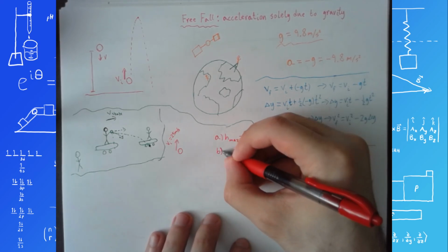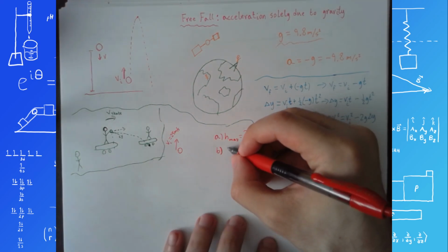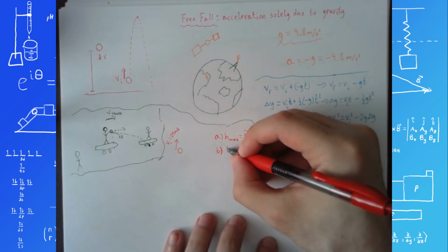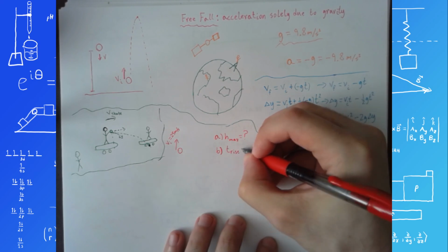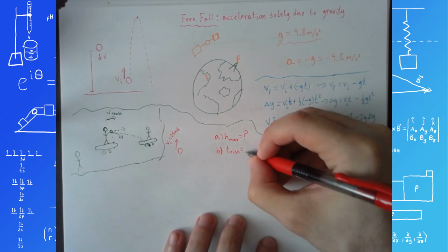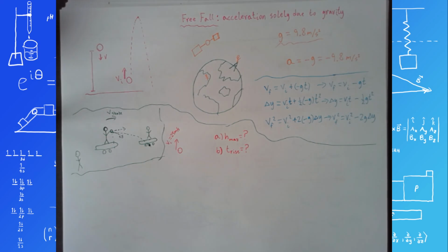Part B is asking, how long does it take to reach its highest point? Time to reach the maximum height. I like to call this the time to rise. I like to call this T rise. You can call it whatever you want, but that's what I like to call it. I suppose some people would be happier calling it T max height or whatever.